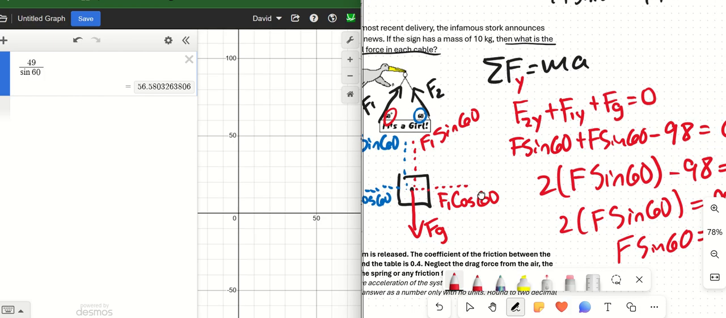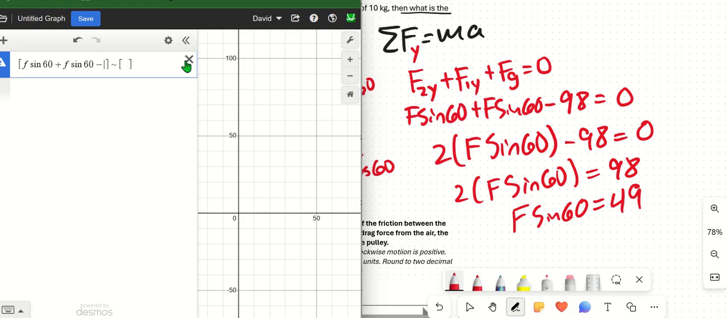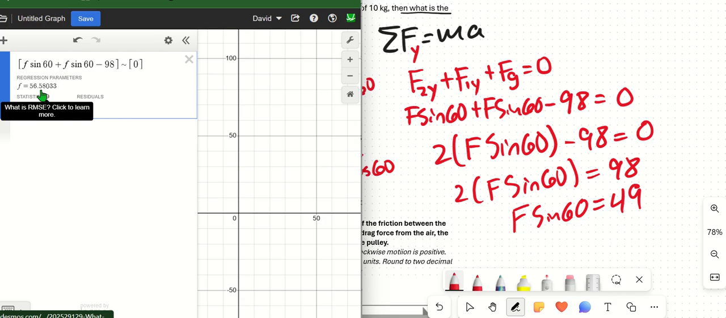Now, a much quicker way that we could have done this is, once I got here, I could have used the squiggle line brackets and put my force sine 60 plus my force sine 60, that's for both of them, minus 98 is equal to 0. And it tells us our answer already. So if you didn't want to go through all the algebraic work, you could plug it into Desmos using the regression, and it will tell you what your answer is.